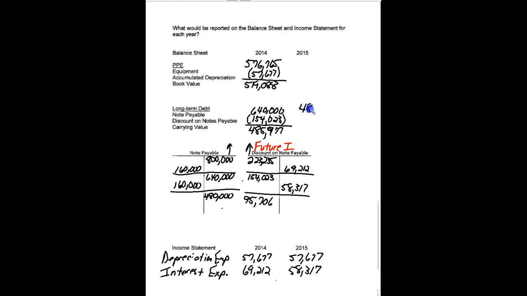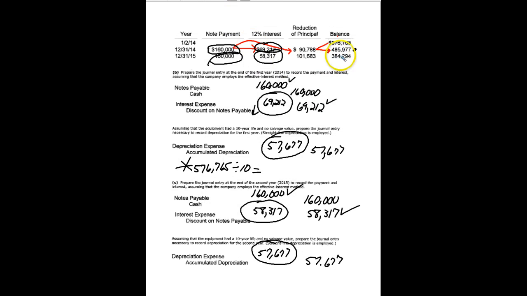So 480 and 95,706. And that gives us a net amount of $384,294. And then let's go back and see, does this agree with our loan amortization table? And it does. There's our $384,294. So those should always agree. If they don't, we've made a mistake.